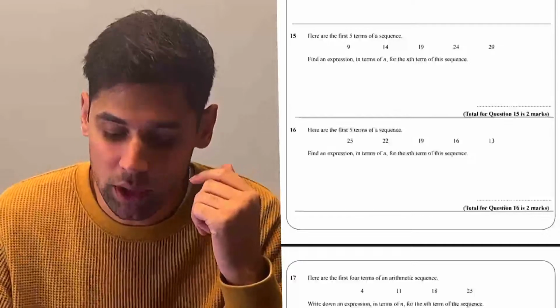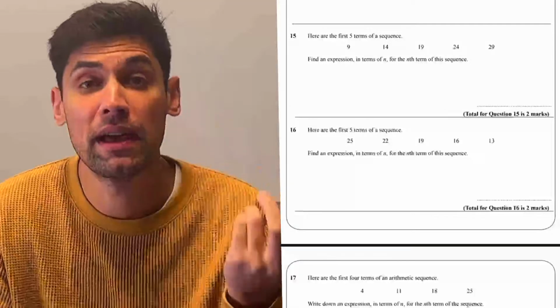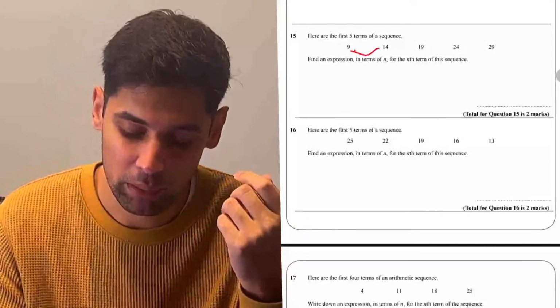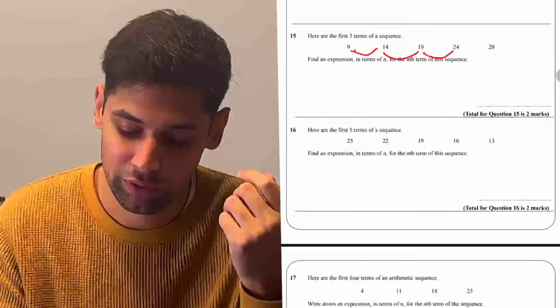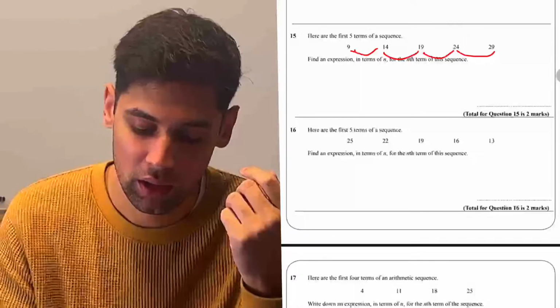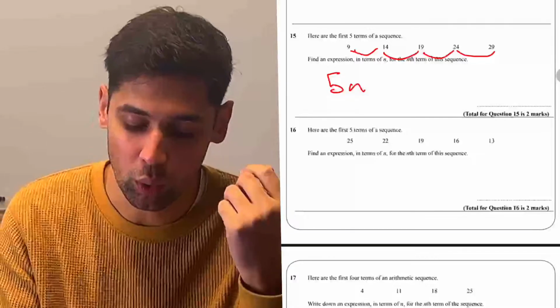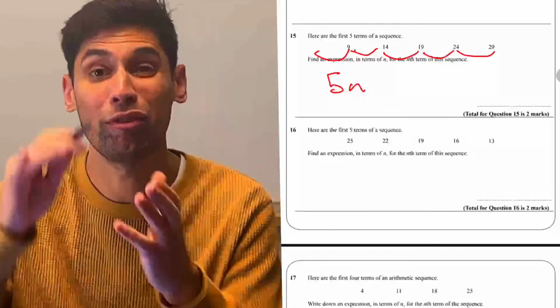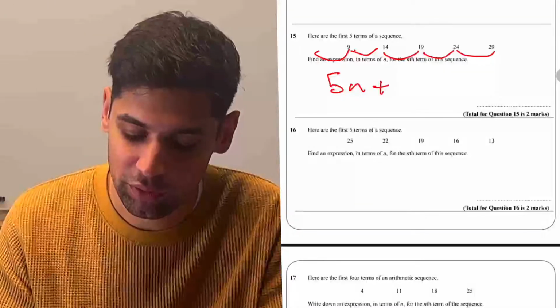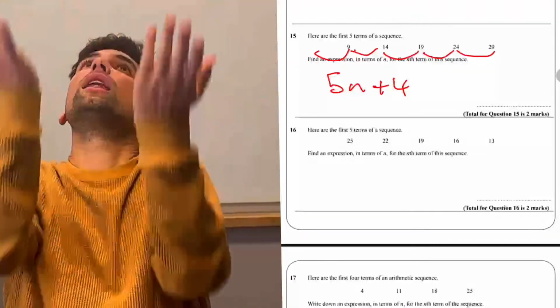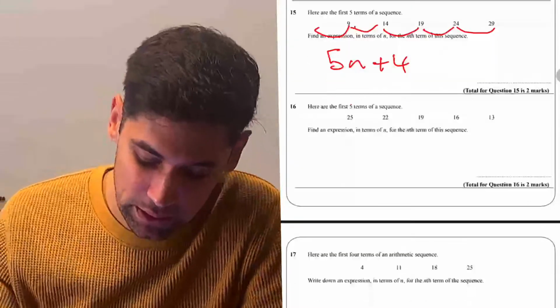Here are the first 5 terms of a sequence. Find an expression in terms of n for the nth term of the sequence. So we count up: 5, 5, 5, 5. That means 5n. What would the number before the first one be? Well, it would be 5 below it, which is a positive 4. That's it. Unbelievable how easy this is.